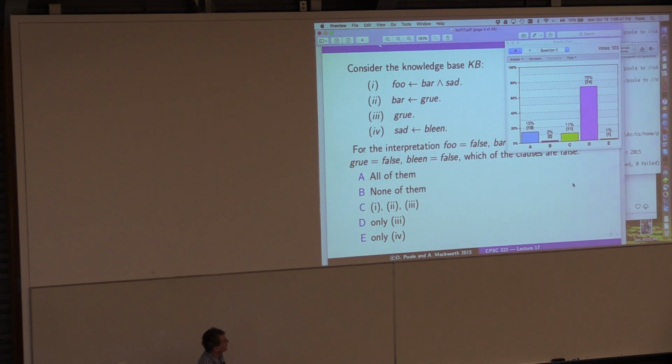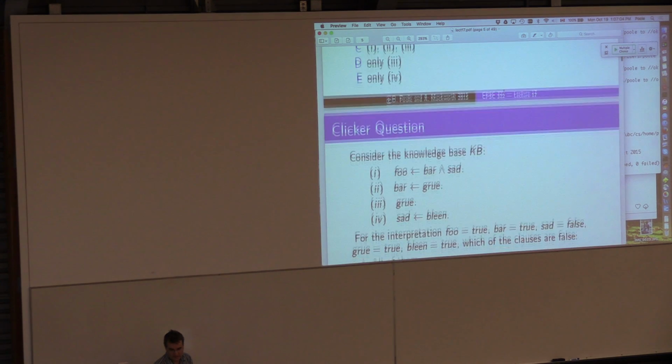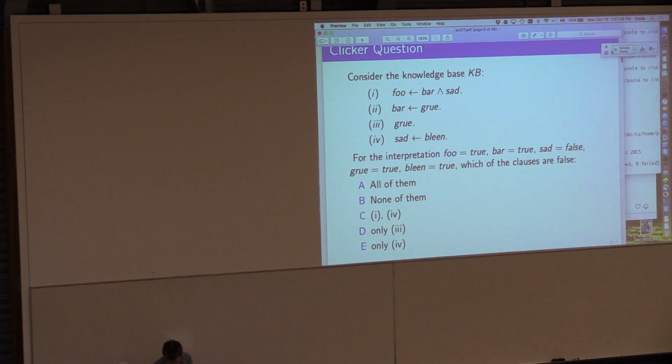Yes, only 3 is false. Everything else, the rule's allowed to be false. If the body is false, then the rule is still true. So D is the right answer. Okay, so D is the only one that's false in the interpretation where everything is false. Any questions about that? And let's do another one.